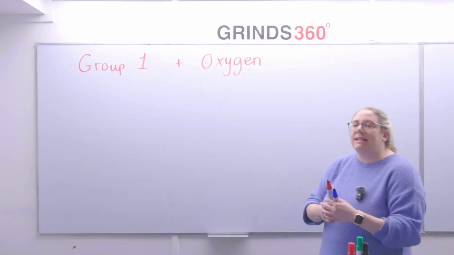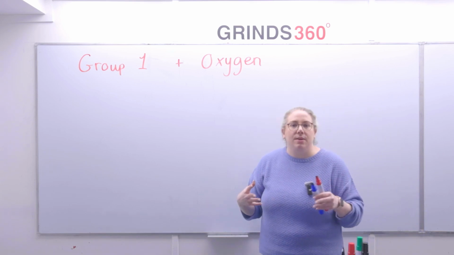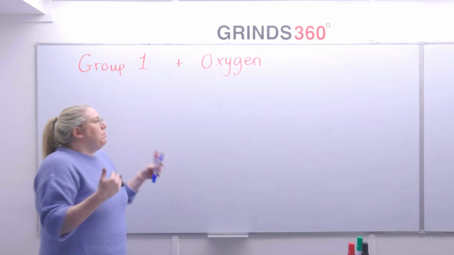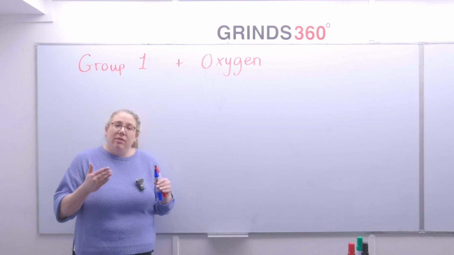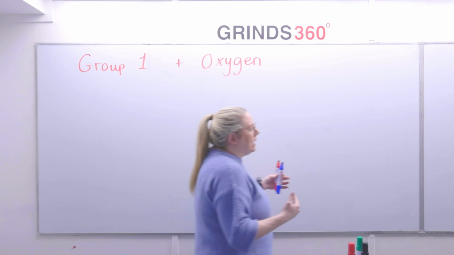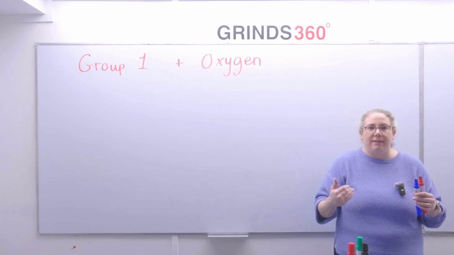Okay, so we've moved back to the other board. Now here we're going to go through the 3 types of reactions you have to be able to write balanced equations for. Group 1 metals are quite reactive. They react with oxygen. Now for this particular balanced equation, you have to be able to write the equation for all of the Group 1s with oxygen.